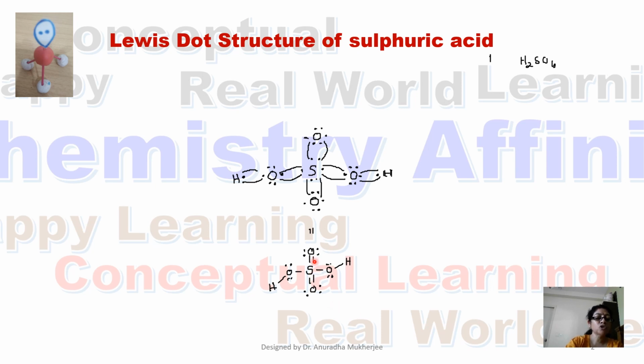Sulfur has two double bonds with two oxygen atoms and two single bonds with two oxygen atoms, and two hydrogen atoms are attached to the oxygen via a single bond.